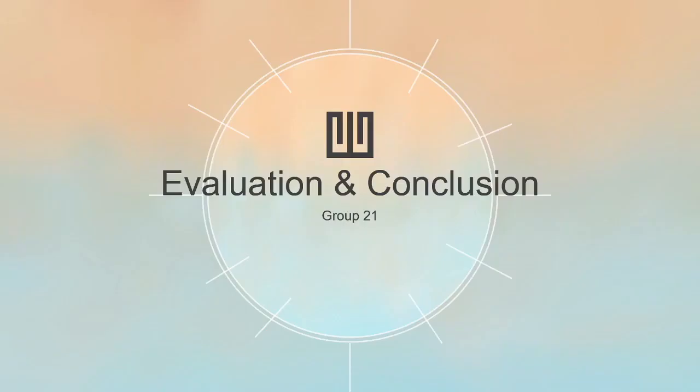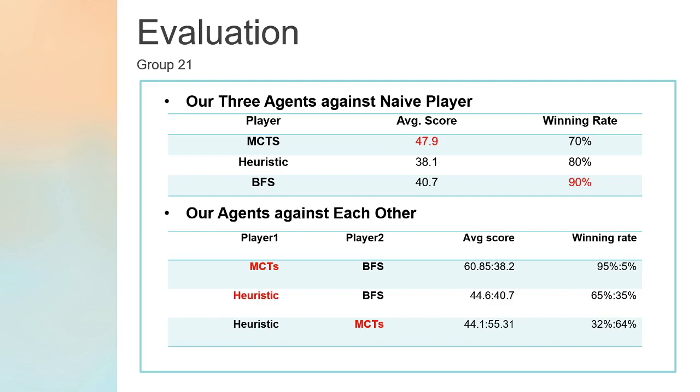The evaluation and conclusion. To choose the best technique, we first used our three agents to compete against the naive players. We found that the MCTS player got the highest score, but the BFS player had the highest winning rate. Then we competed our agents with each other. We found that the MCTS agent won over both BFS and heuristic. Therefore, we choose MCTS as our final agent for the tournament.